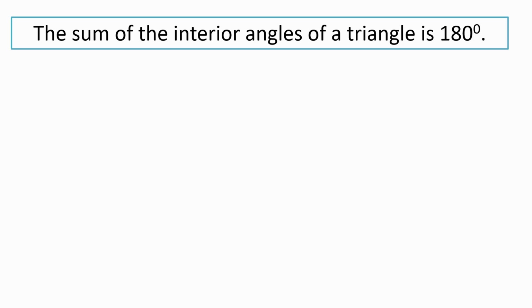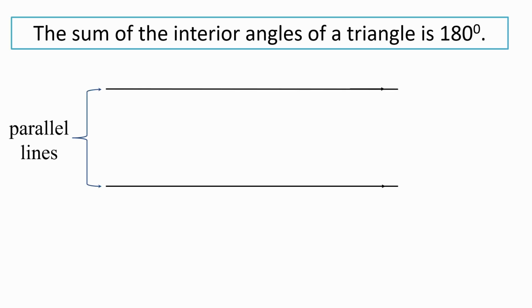Okay, let's look at a very basic proof that involves proving that the three interior angles of a triangle sum to 180 degrees. You might have seen many different ways of doing this, but this is probably the most basic way. Let's start with a definition of parallel lines. There's a pair of parallel lines, as is shown by the arrows pointing to the right.